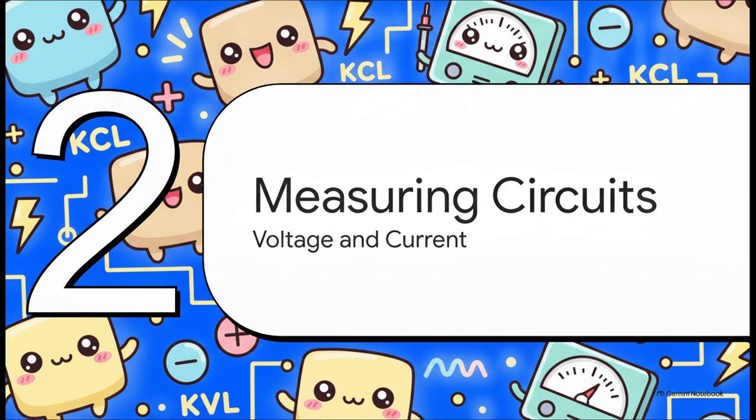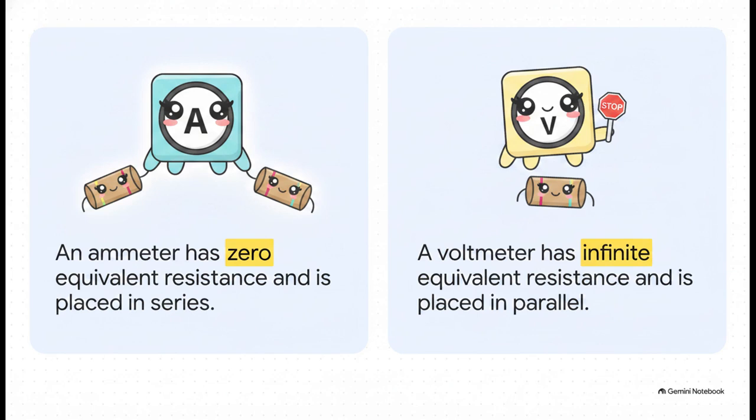Moving right along to Section 2, measuring voltage and current. Okay, so we know these invisible forces are governed by these incredibly strict rules, but how do we actually observe them? How do we measure them without accidentally breaking our KCL and KVL rules? Well, this brilliantly illustrates the concept of ideal meters. An ideal meter has absolutely zero effect on the circuit it's measuring. It's basically a ghost. But to be a ghost, the tool has to completely adapt to the circuit.